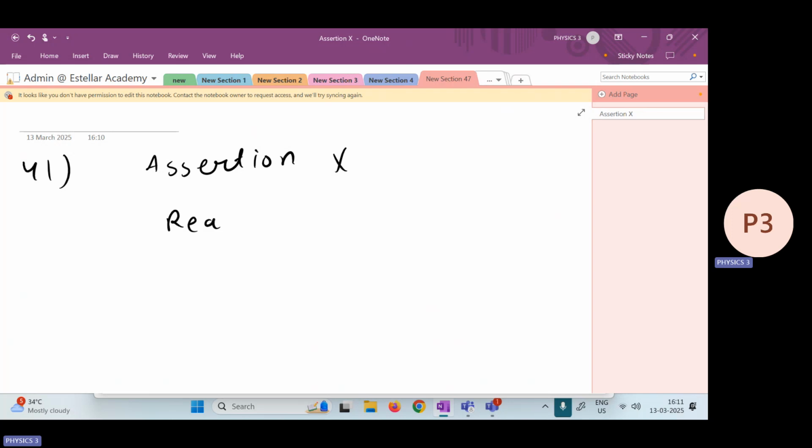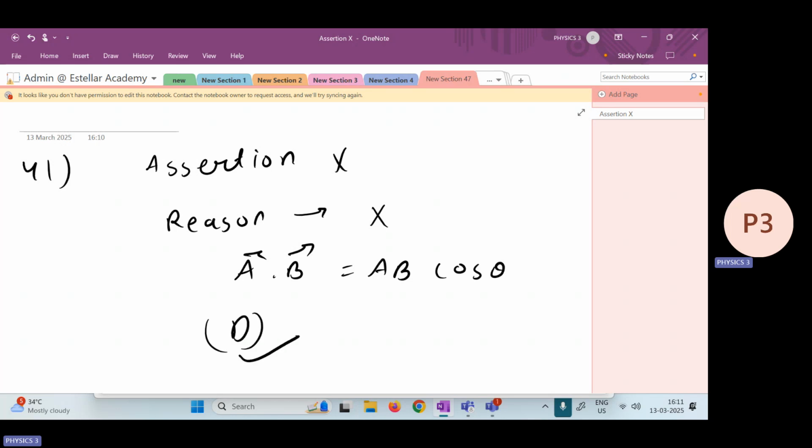The reason says that the scalar product of two vectors cannot be a negative quantity. See, A dot B, which is a scalar product, is AB cos theta. Now cos theta can be 0, positive or negative, depending on the value of theta. So it can also be a negative quantity. So we can say the reason is also false. So the D option, which says both assertion and reason are false, would absolutely be the correct answer, right?